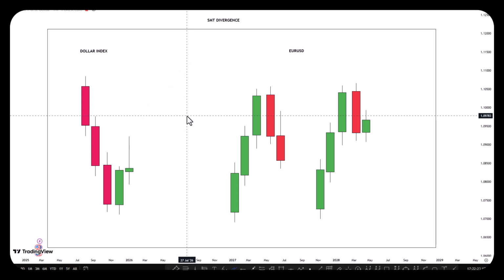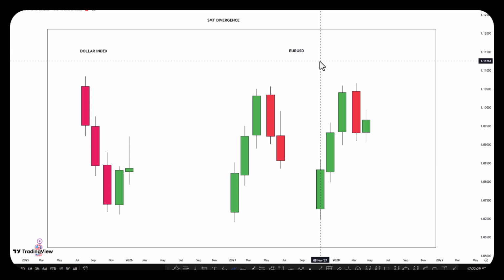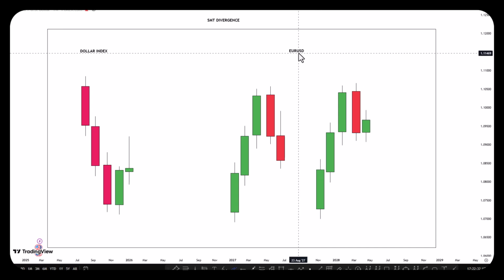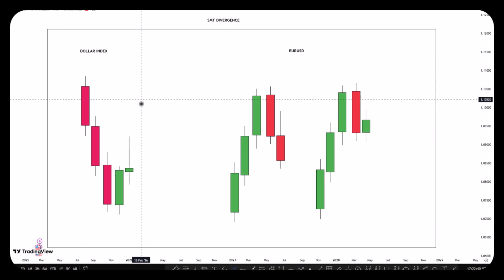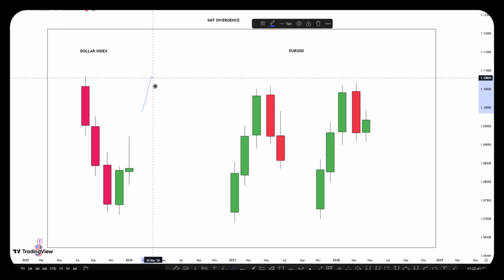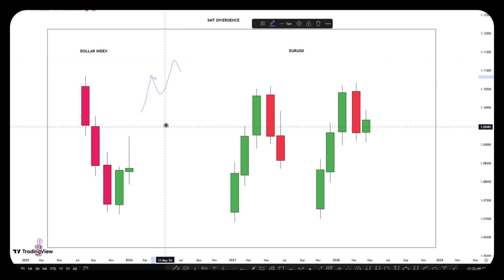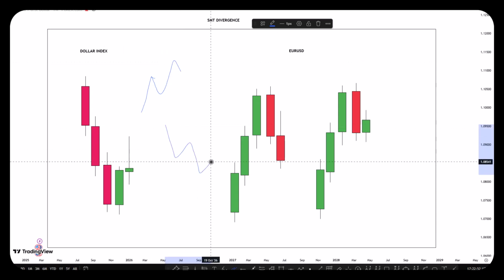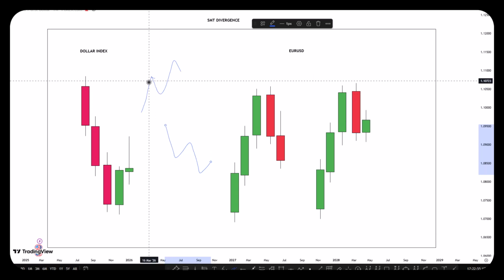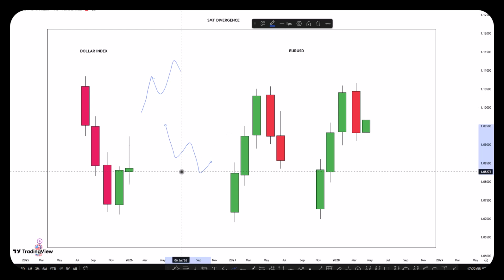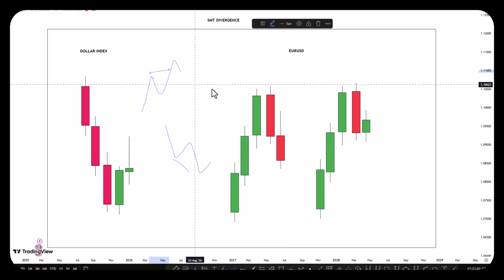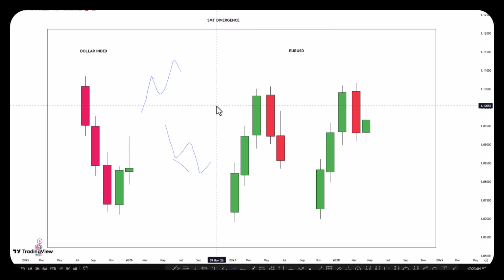So now, here we are going to compare the index against a pair called the Euro USD. So what do you expect when you are going to trade the dollar index? If the dollar index makes a higher high, like this, Euro USD is supposed to make a lower low, like this, as you can see. Now we are not going to use common structure.